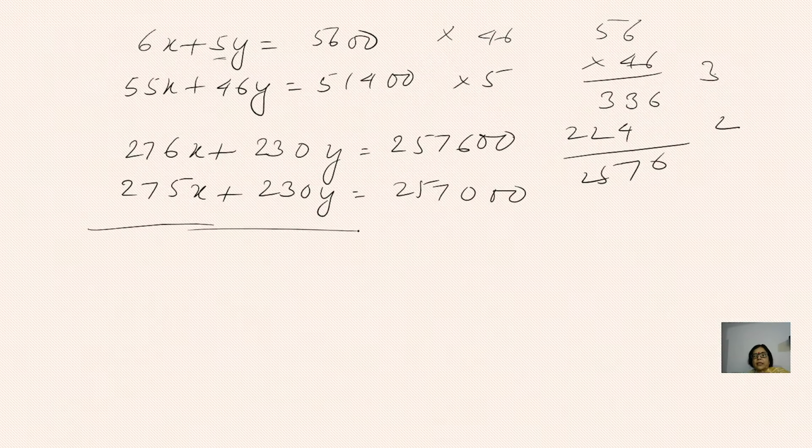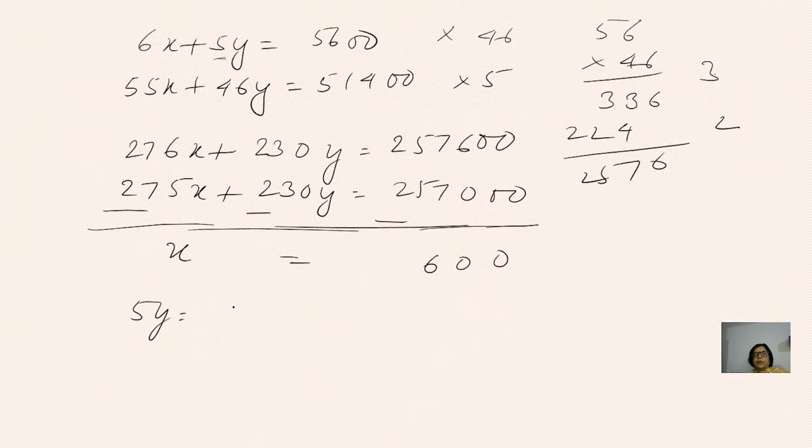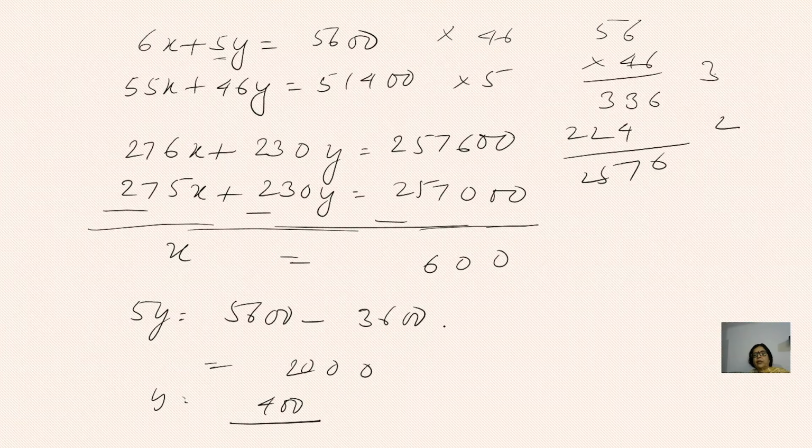So now if we subtract them, this will get cancelled. Here we get x, subtract this, so we are left with 6. So x is 600. That means the cost of the sari is 600. So what about the cost of the sweater? 5y is equal to 5600 minus 6x, that is 3600. So this becomes 2000. So y is equal to 400. The cost of the sweater is 400, the cost of the sari is rupees 600. This is the final solution.